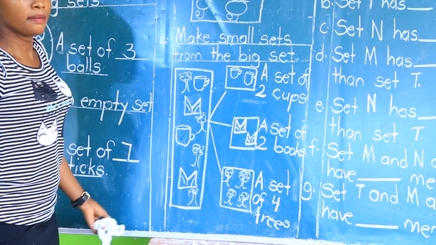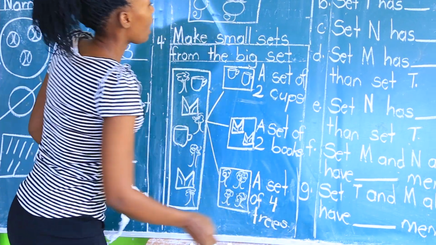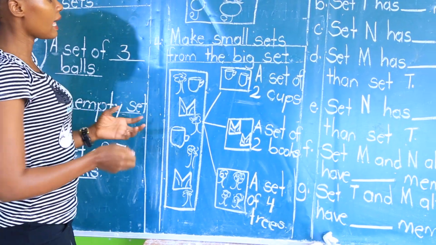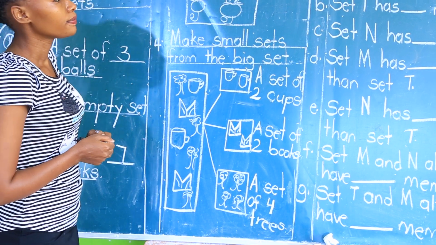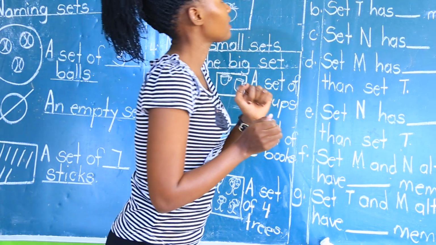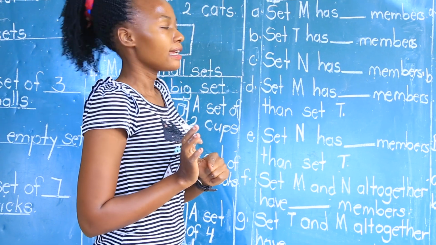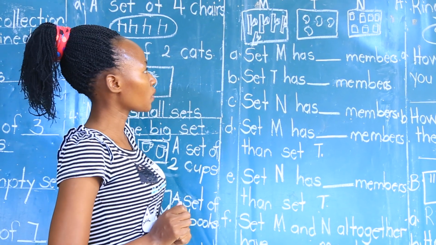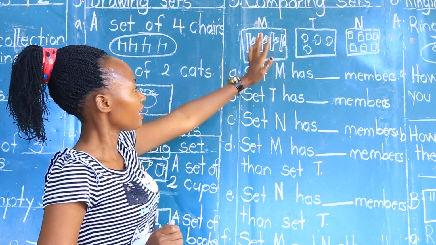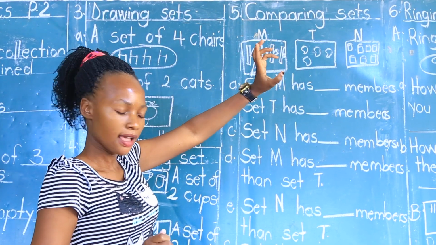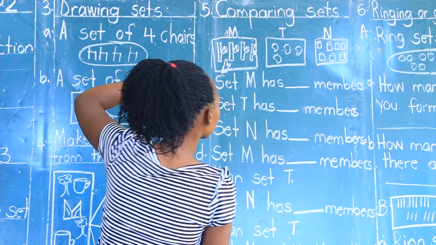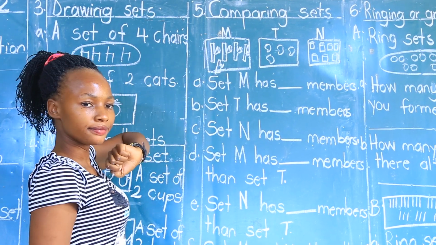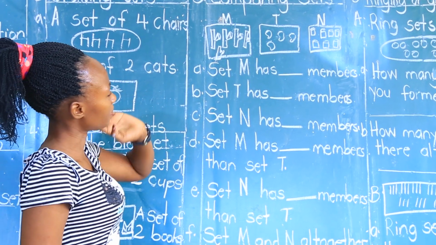Now we are done with naming our small sets formed from the big set. Okay? Now after that, still on sets, this is where we are going to compare sets. They have given us 3 sets. Our first set is set M. What can you see from set M?